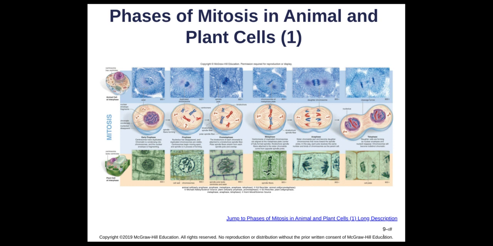There's a checkpoint here to make sure everything is lined up and that those kinetochores are attached to those fibers. And then in anaphase, they pull away. A for anaphase, A for away. And then in telophase, we now have those chromosomes in the two new daughter cells.